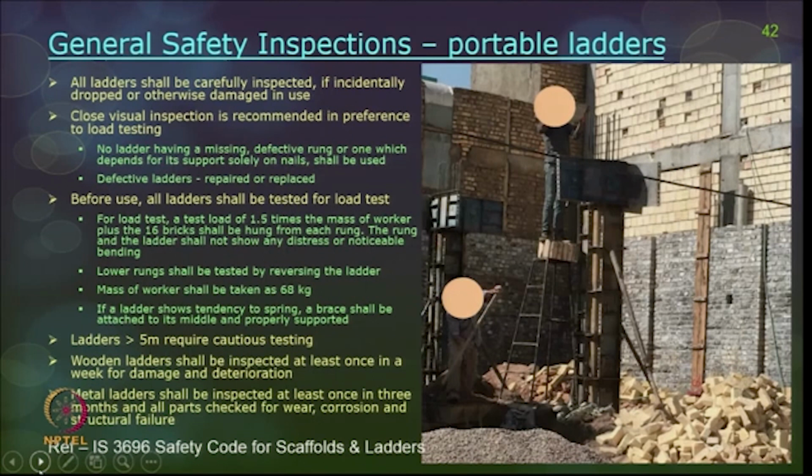Primarily these are inspections. All ladders should be carefully inspected. If incidentally dropped or damaged, or otherwise in use, it should be inspected before usage. Close visual inspection is recommended even more than a load testing. No ladder having a missing or defective rung, or which depends for support only on nails or something, should be used. Defective ladders should be immediately repaired or replaced, and only then should they be used.